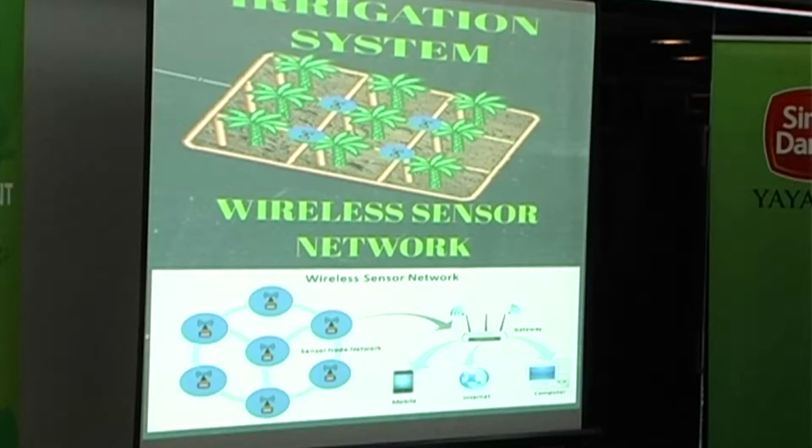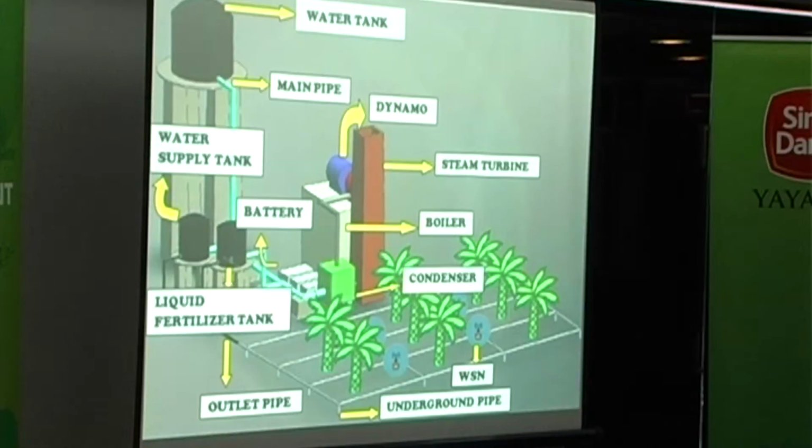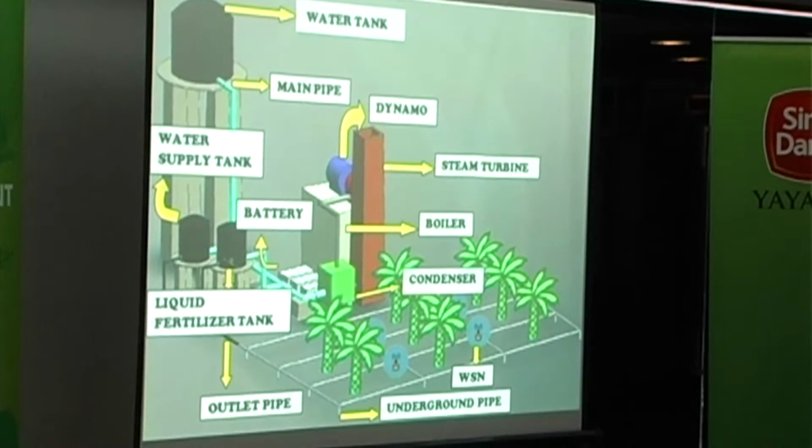At this pipe will be located the wireless sensor network node. This node will have a transducer to receive the signal and transmit the data to the gateway. This is the gateway, which can be controlled by any device such as mobile, the internet, and computer. The nodes will detect the moisture content of the soil and will supply water if the soil moisture content is less than 14.5%.